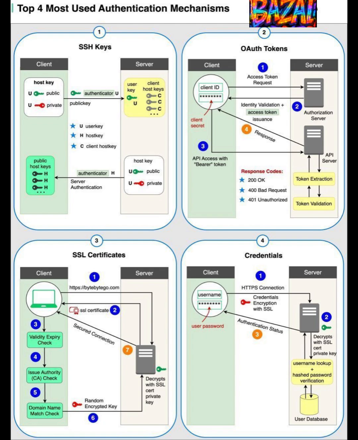Next, OAuth token authentication, the backbone of modern APIs and identity platforms. The flow works like this. First, the client sends an access token request with a client ID and secret to the authorization server. The authorization server validates the identity and issues an access token. That token is then sent with every API request as a bearer token. The API server extracts the token, validates it, and authorizes the request.